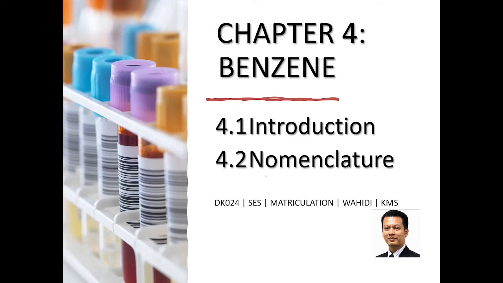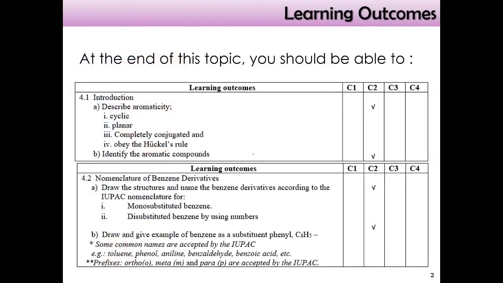Today we are going to study chapter 4, Benzene. Okay, 4.1 Introduction and 4.2 Nomenclature. At the end of this topic, you should be able to describe aromaticity, which includes all these characteristics, identify the aromatic compound, and also 4.2 Nomenclature, or naming the structure.